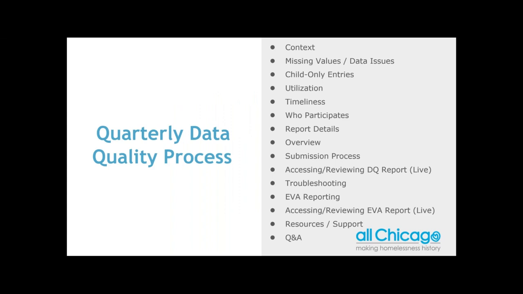Okay, so today we have quite a bit to go through. We're going to go through the context of why we're doing data quality and why it's important. We're going to go through missing values, child-only entries, and utilization. Those 3 things are going to be within the data quality report in Business Objects itself. We're going to go through timeliness, which is a separate report that's going to be sent out. Who's participating, the report details, an overview of the entire process, the submission piece of the process. And then we're going to do a live demo of accessing and reviewing the data quality report, and then touch on a couple of troubleshooting steps.